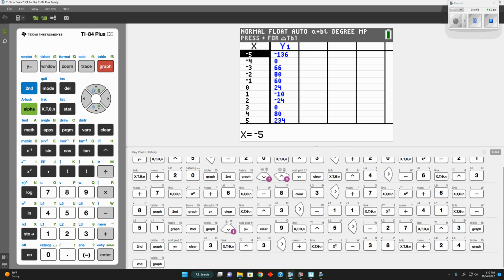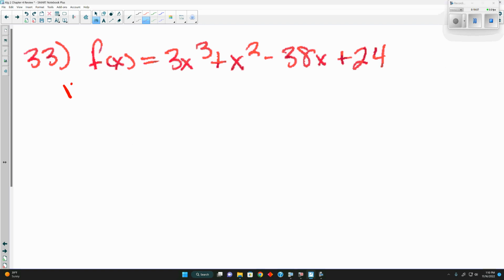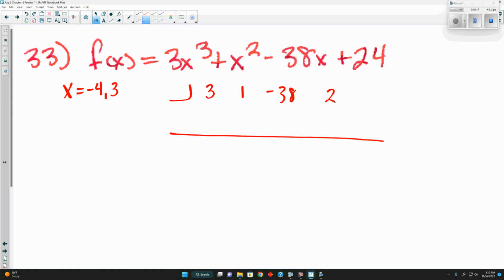Will it be irrational? Will we have a square root? No, because those also have to come in pairs, yes? Which means the other solution has to be rational. We have to have a rational number. Now, negative 4 and 3 are our 2 solutions. Now we can set up synthetic division. 3 for x to the third, 1 for x squared, negative 38 for x, and 24.